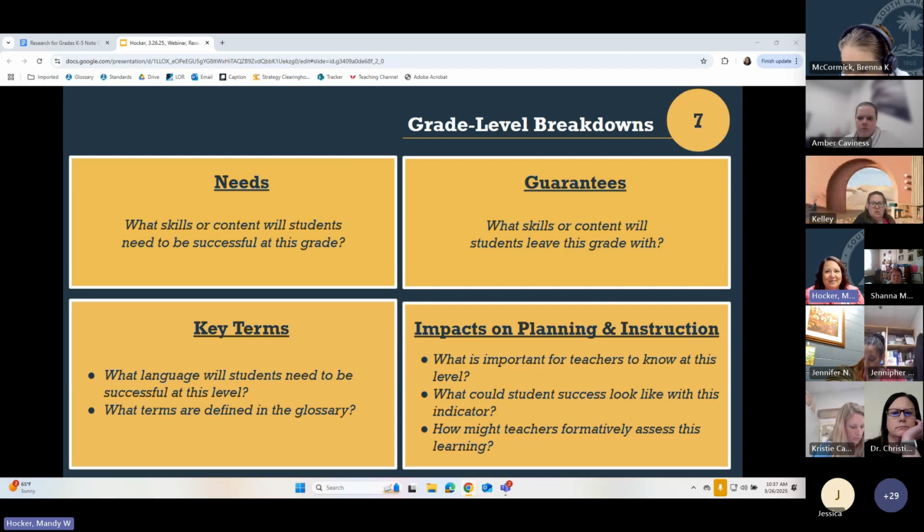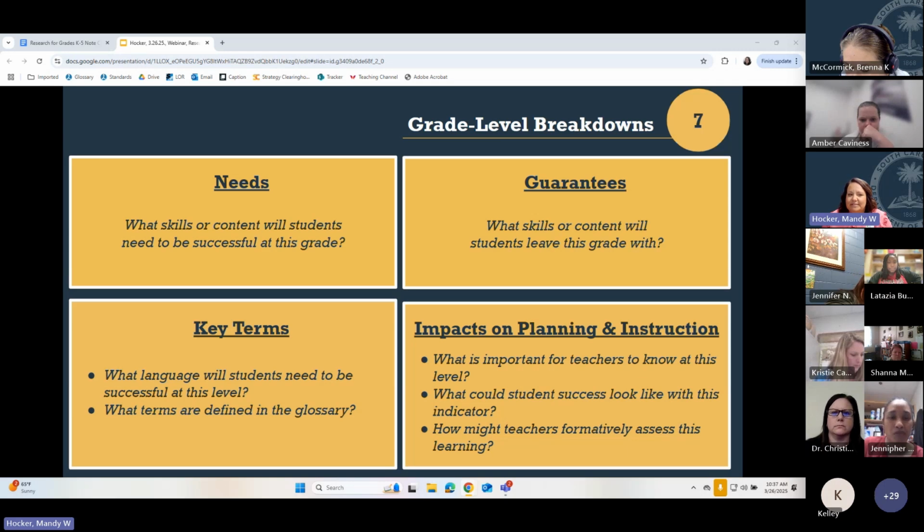Like one term that we often see a need for calibration on is claim or perspective. Those are big, heavy terms in our ELA standards that we often have to go back to the glossary with. So what key terms do you see in your grade level indicators that you need to make sure are defined?